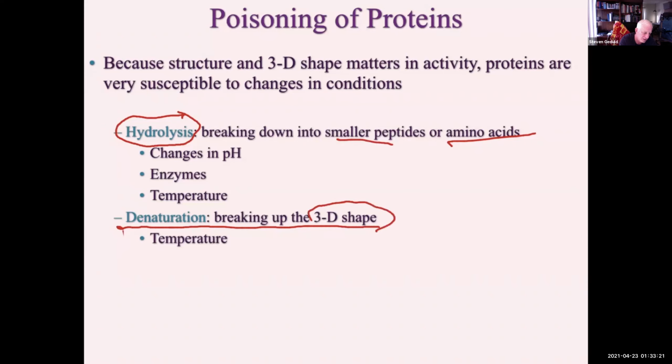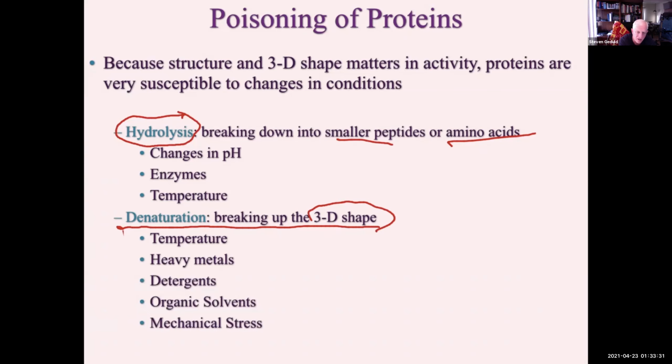Again, temperature, heavy metals can cause it. Heavy metal poisoning, detergents can cause it, and organic solvents can cause it. Okay, and mechanical stress can cause it to break down. Okay? So any of those can denature a protein. Temperature, heavy metals, detergents, organic solvents, mechanical stress.